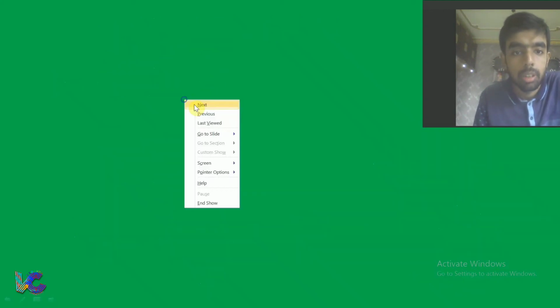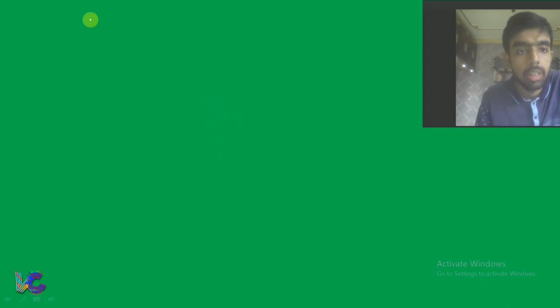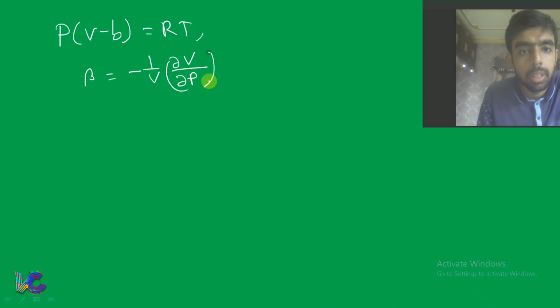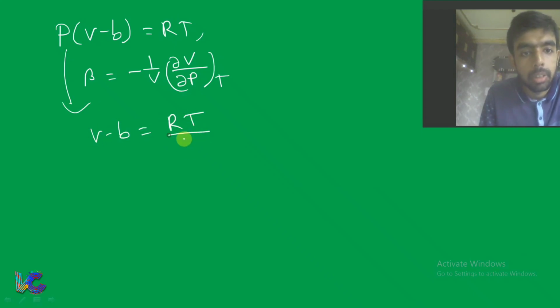Now for the same gas, P into (V minus B) equal to RT, if you want to calculate the value of beta, then you have beta equal to minus 1 by V del V by del P at constant T. Now from this equation, V minus B equal to RT by P, or V equal to RT by P plus B.